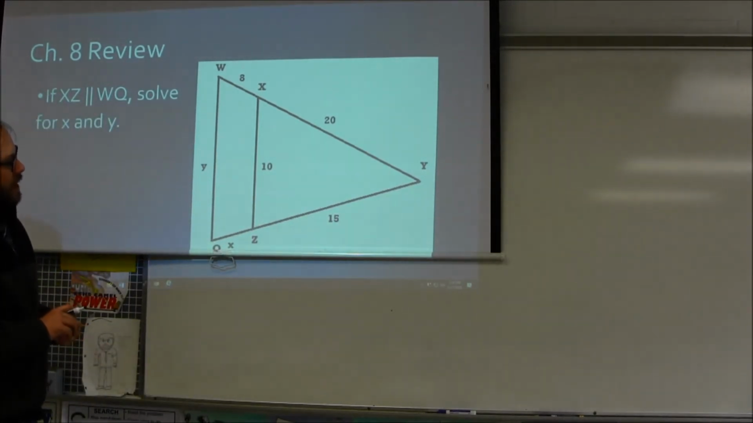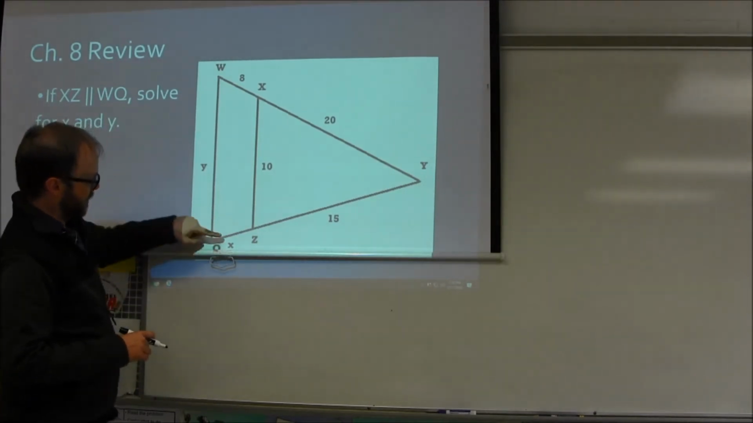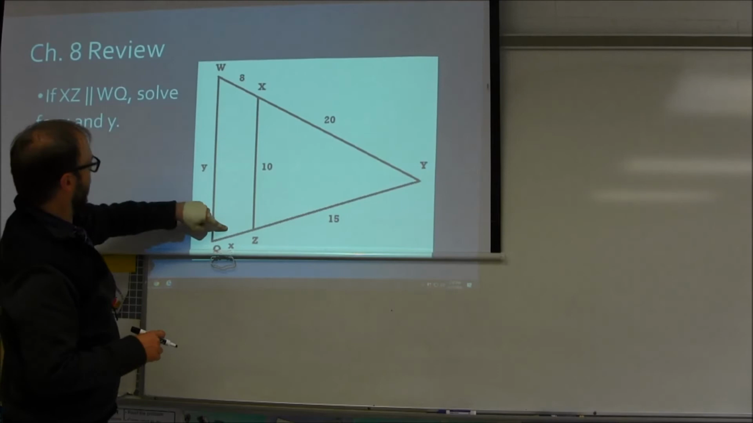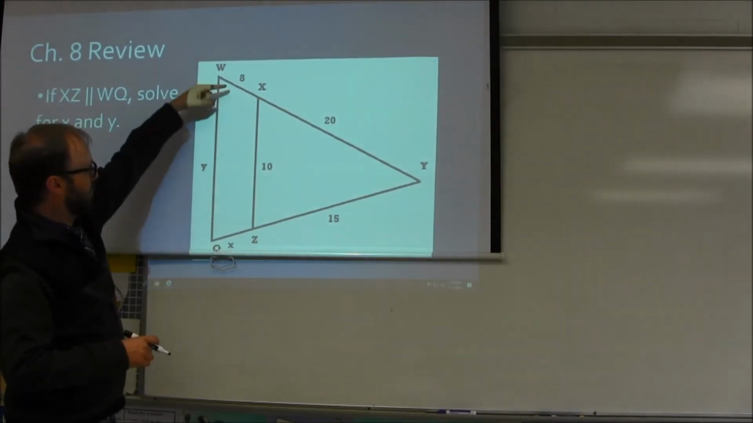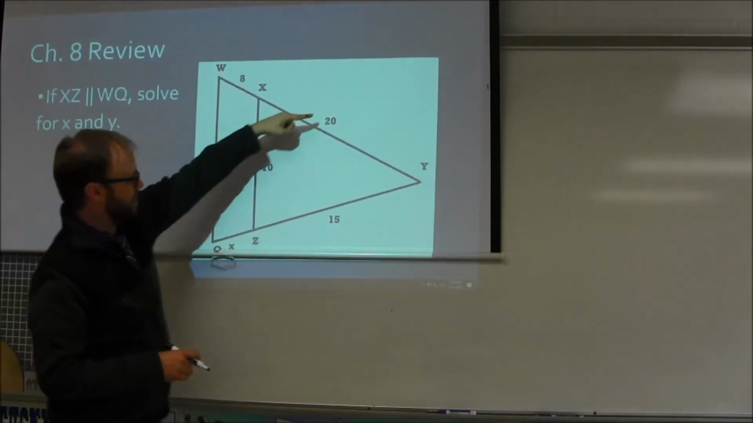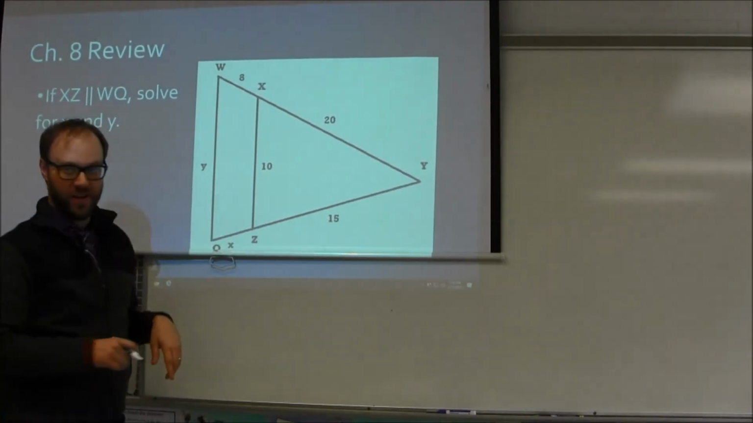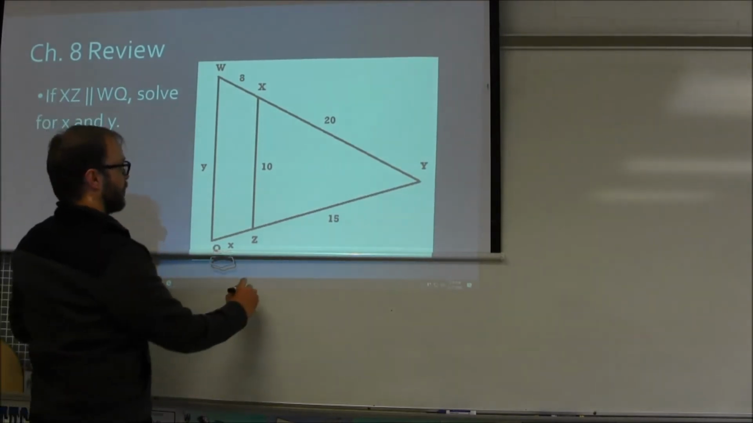All right, I'm going to focus on x first. It's first alphabetically, and I noticed something. I have a side splitter set up here. Notice that this side is parallel to this side. So this part of the side is going to match up with this part of the side, and that part of the side. We can set up a side splitter theorem proportion very easily there.